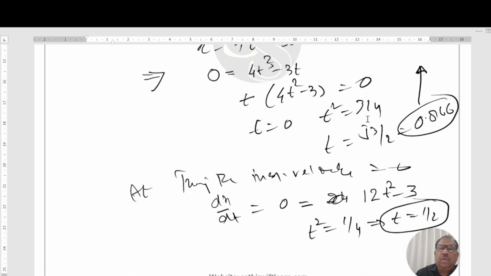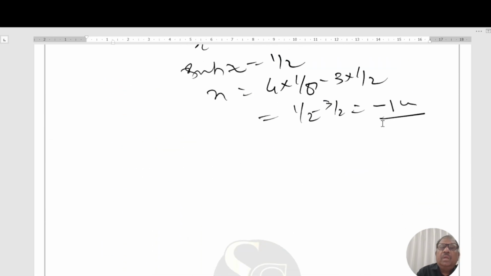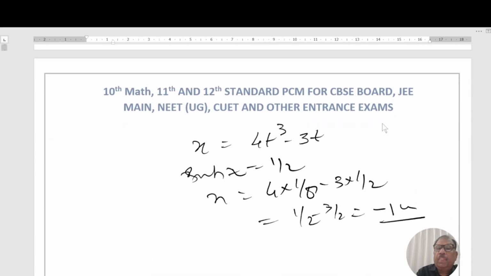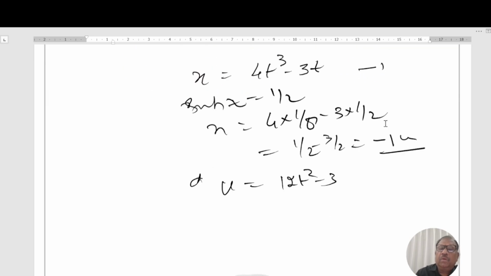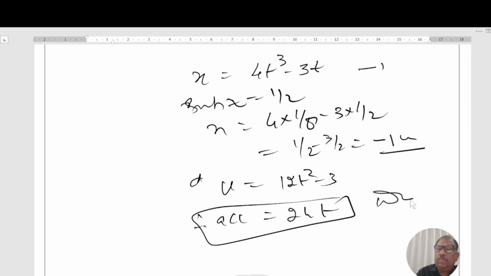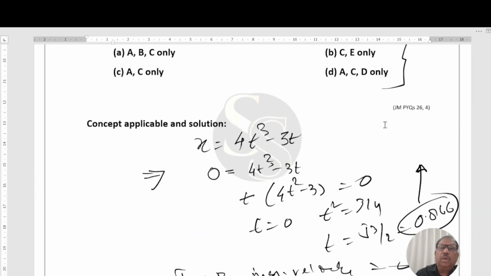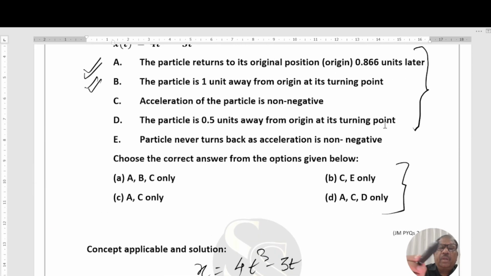Acceleration of particle is non-negative. On differentiating, the velocity was 12t square minus 3. Therefore, acceleration will be 24t. Which is non-negative. Acceleration of particle is non-negative. This is also the correct answer.